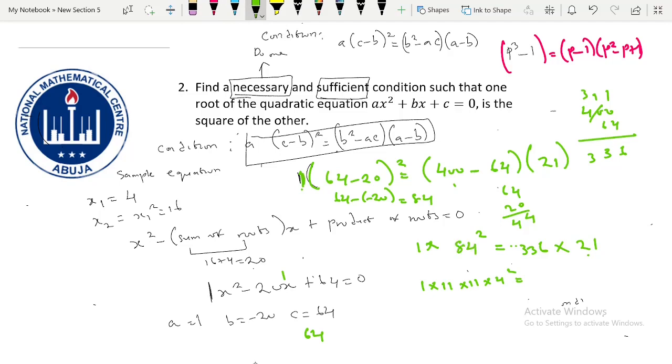I was like, all that hard work for nothing. So this is 64 minus 20. There should be an extra minus sign here, C minus B, just so you don't think we're doing fraud. There's no fraud in math. This is 64 plus 20, which is 84. So this is 84 squared. And we get this is 336 times 21.